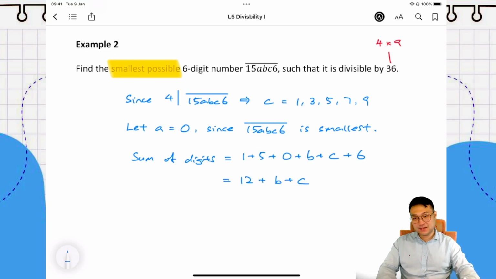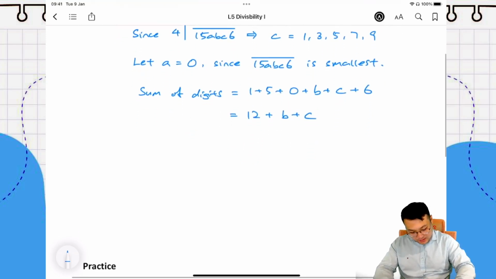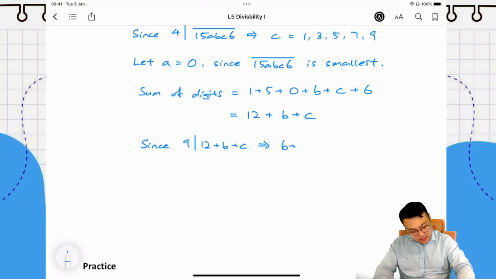Yes. Now, if you want 12 plus B plus C to be divisible by 9, let's write down, since 9 must be able to divide 12 plus B plus C, therefore we can say B plus C. What are the possible values of B plus C then? Anything that adds up to 6. So B plus C is equal to 6, because 12 plus 6 is 18. 18 can be divided by 9.